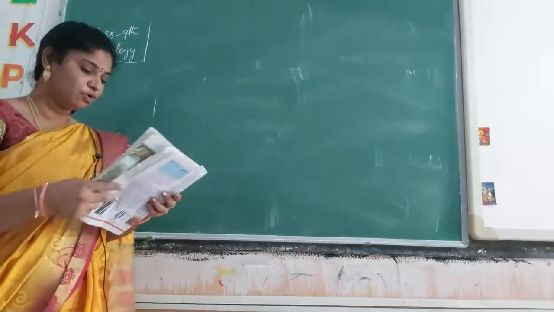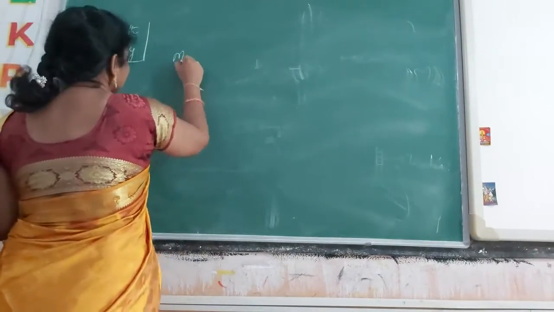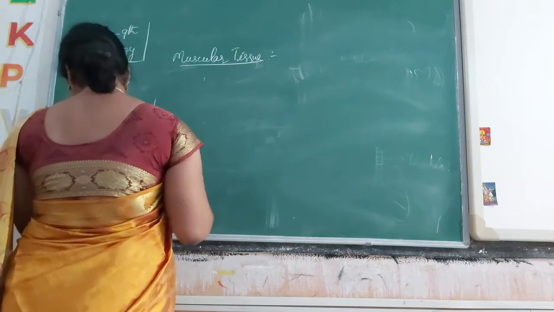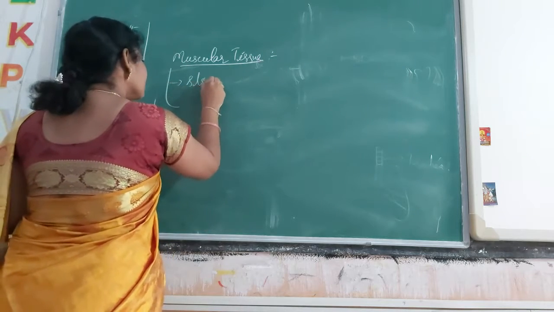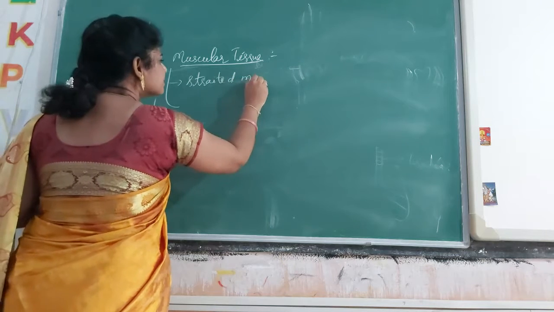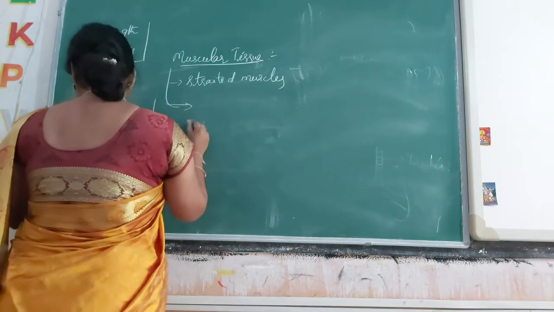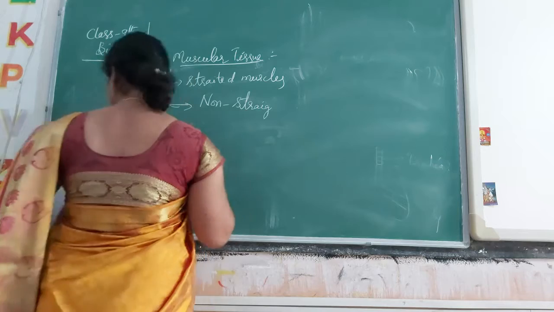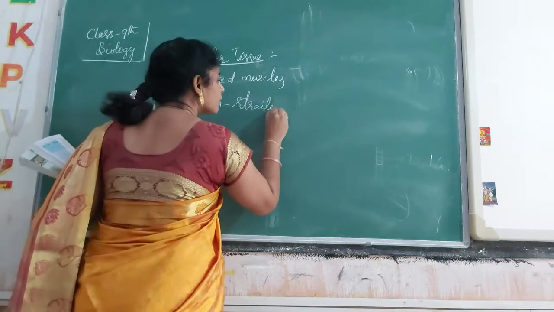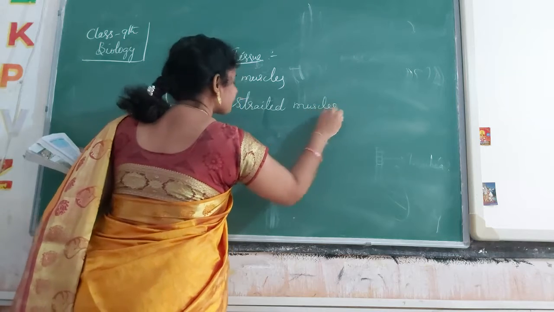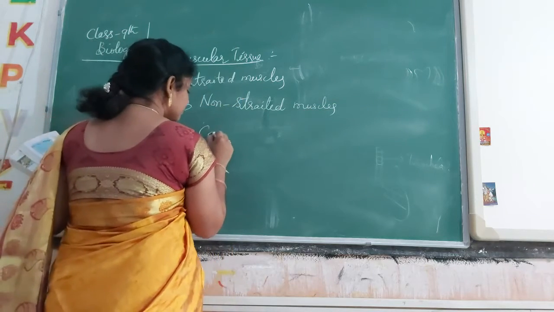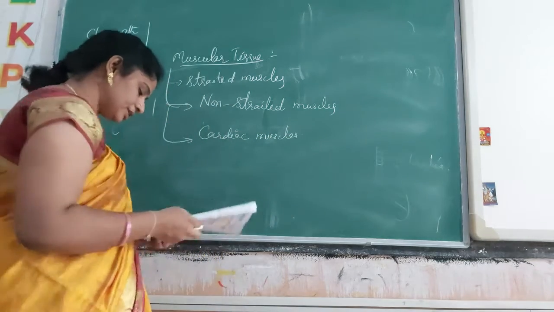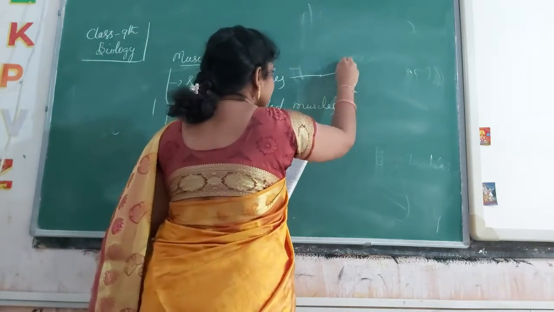If you go for muscular tissues, there are three types: striated muscles, second one is non-striated muscles, and third one is cardiac muscles. Okay, striated muscles.